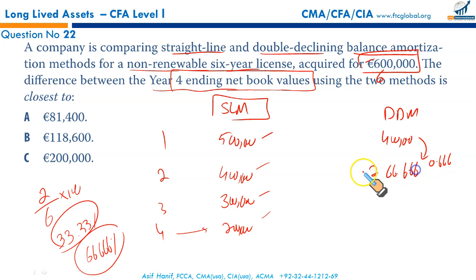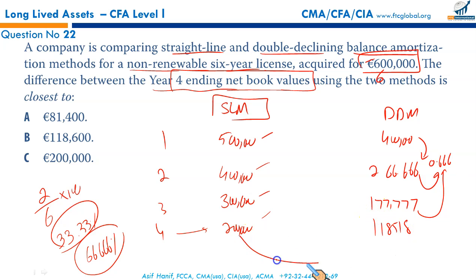Working is laid down for clarity. You can do it in a short formula as well if you want to. Multiplying this again with 0.666 will give you 177,777. In the last year, multiplying this book value again with 0.6666 will give you 118,518. The difference between these two will be the difference in book values. Though this laid down working is good for understanding, we do have shortcuts as well, so you can use any method you want as long as you get the right answer. So the difference between the book values under the straight line method and double declining balance method would be 81,482. And that's A.